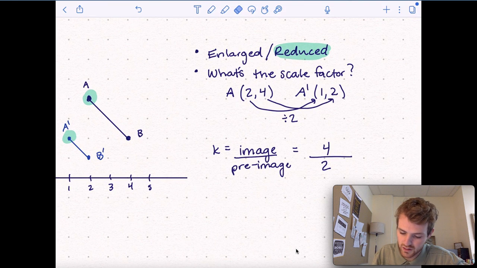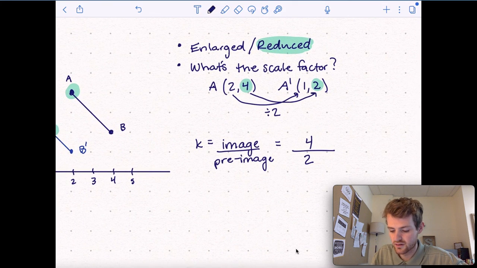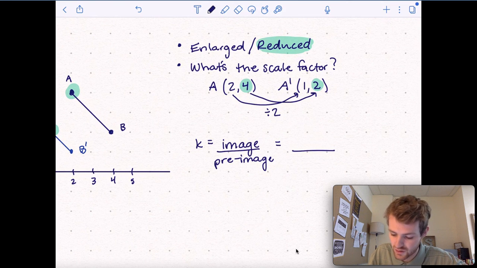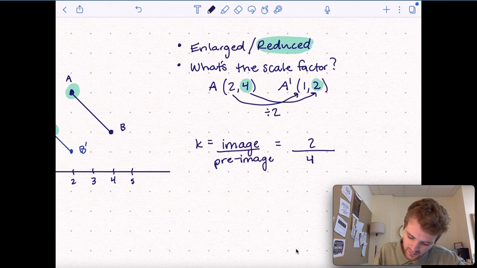Oops, not what I wanted. Well, I did that wrong. Did you catch my mistake? What will I want to do instead? My image number is 2. My pre-image number is 4. So when I simplify this, I get k equals 1/2.